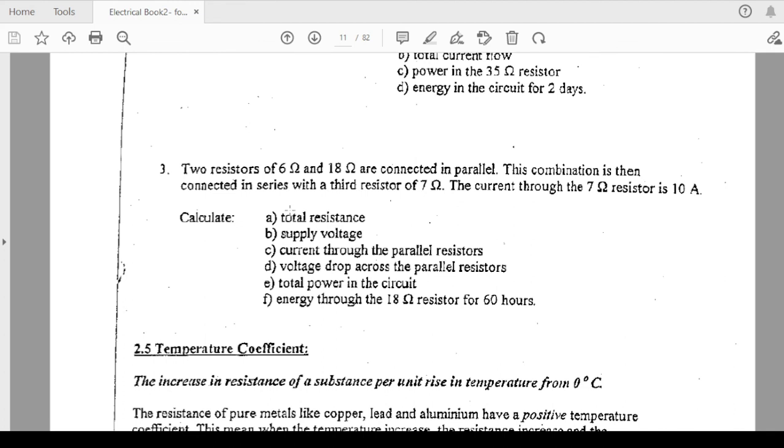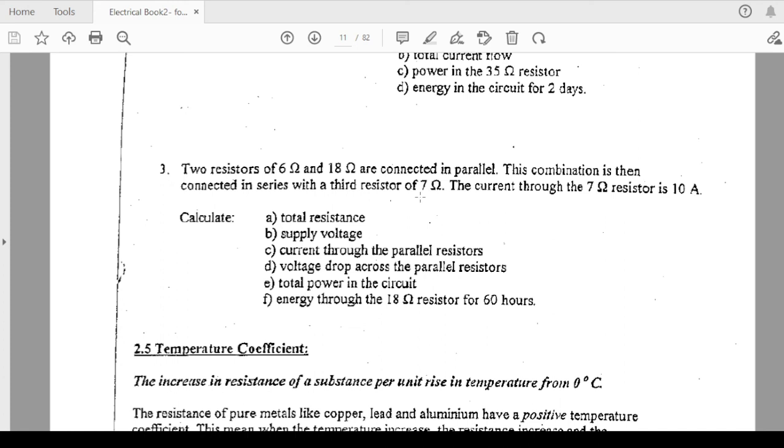They're combined into one. You see, the 2 resistors of 6 ohms and 18 ohms are connected in parallel. So only these 2 are in parallel. Then this combination is connected in series with a third resistor of 7 ohms. So this 7 ohms is connected in series to these 2 that are in parallel. So it's a parallel versus a series in one.